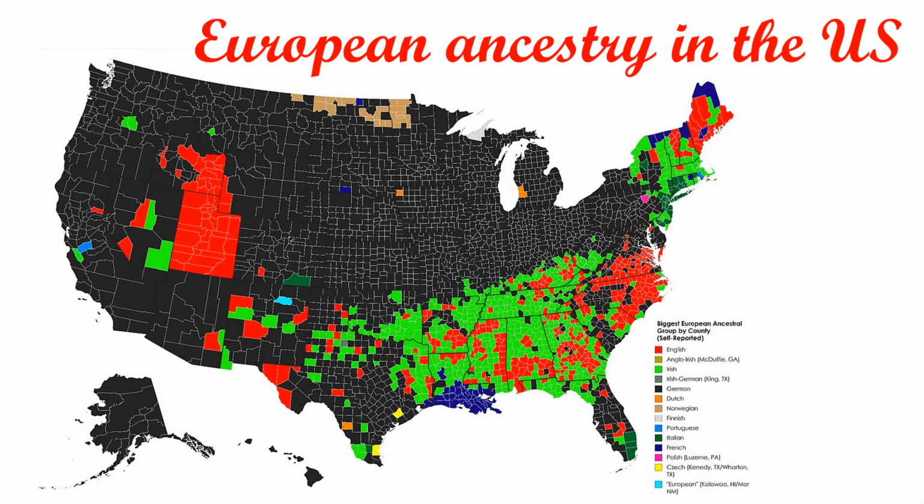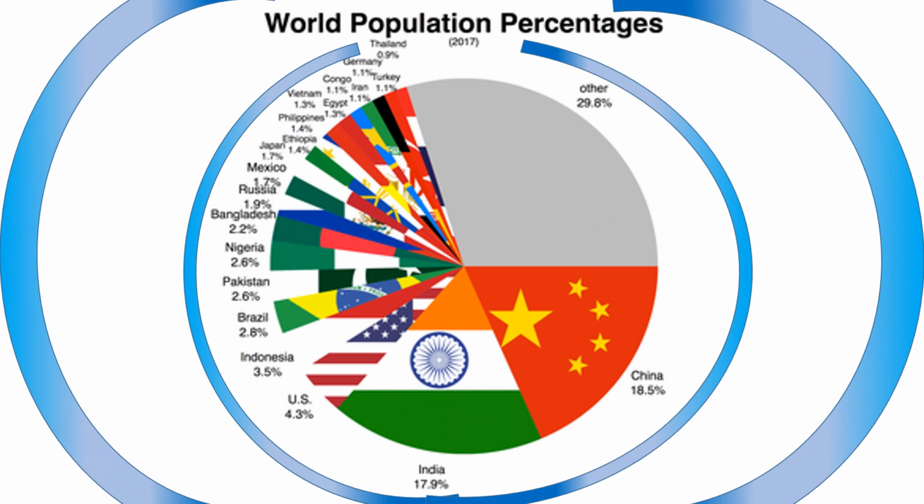You can identify 37 ancestry groups with more than 1 million members, and there are so many other small groups that are less than a million. German Americans are the largest ethnic group, followed by Irish Americans, Mexican Americans, and English Americans. The United States is the third most populous nation in the world after China and India.